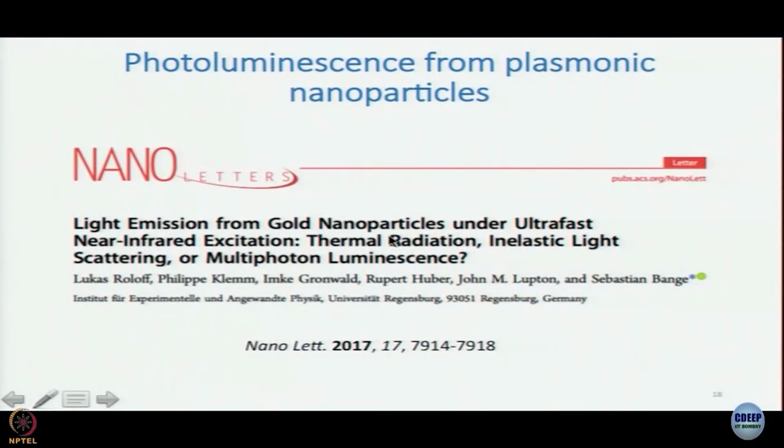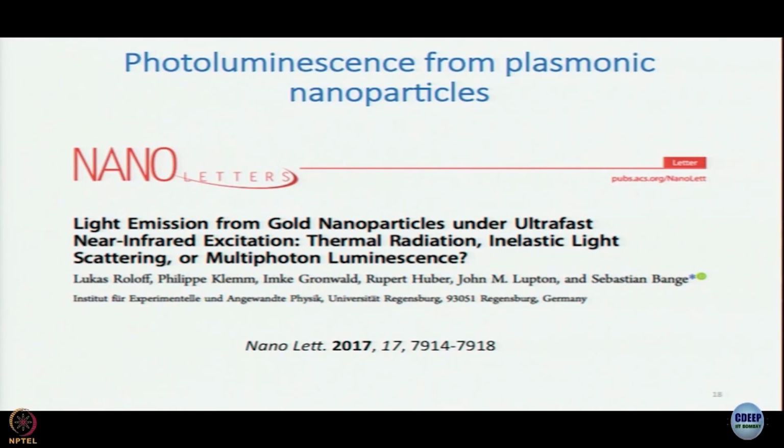It is not difficult to miss if you are not careful. But for example, in this Nano Letters paper only 2 years ago, they observed this light emission for gold nanoparticles. They used an ultrafast NIR excitation, and then the question that they discussed was, what is this? Is it thermal radiation? Is it inelastic light scattering, or is it multiphoton luminescence?